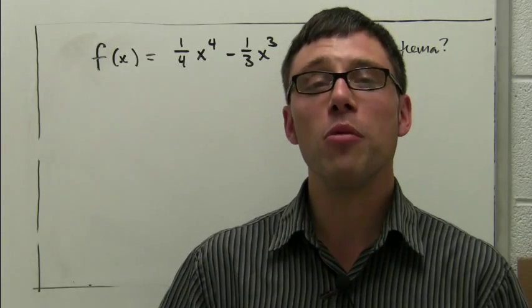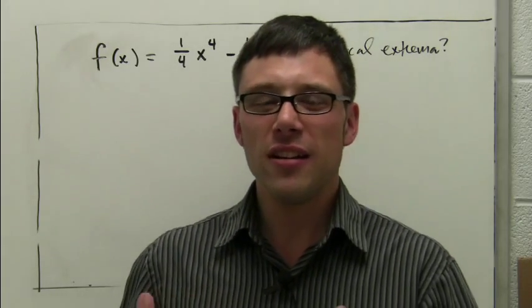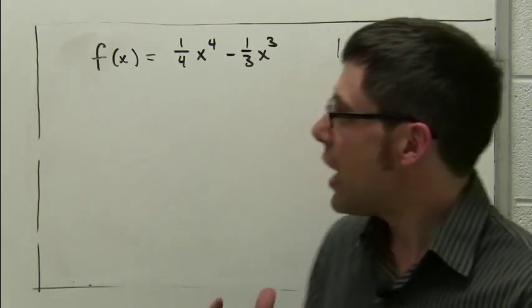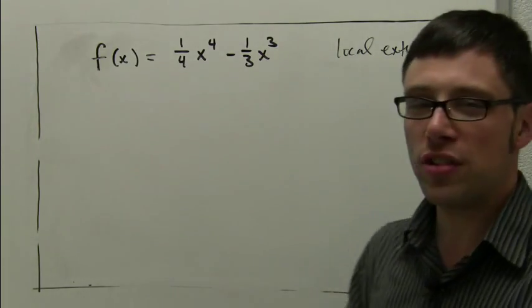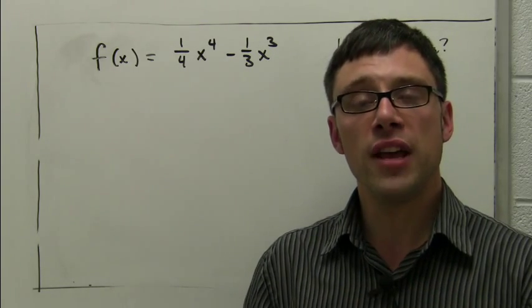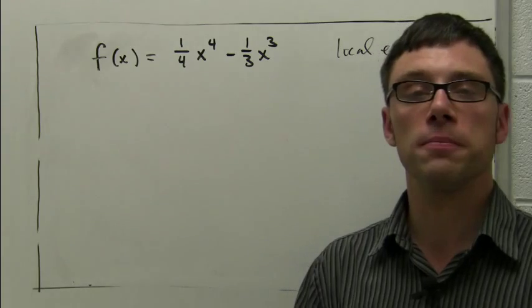Let's try our hand at one more example. This is a little bit not as well behaved of a function, I should say. This is another kind of function where we're looking for the local extreme values, local extrema. So we'll use the first and second derivative test to analyze the behavior of the function.